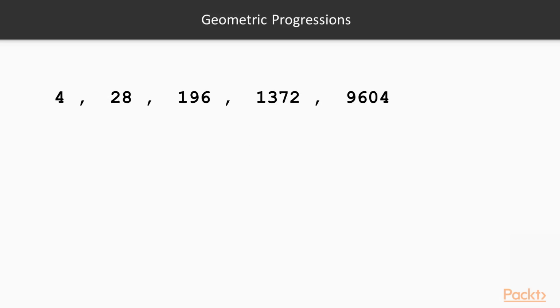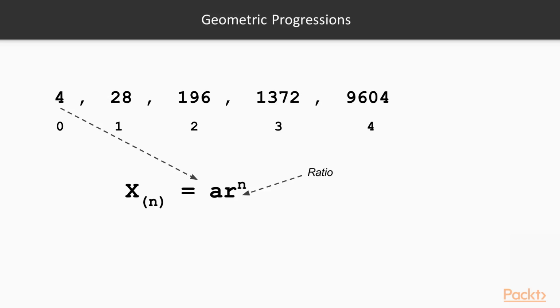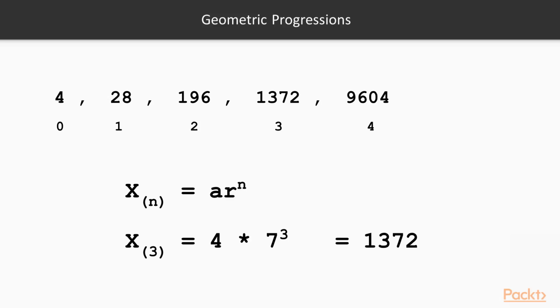We can also do the same trick as before, assign an index to the sequence starting from 0, and use this expression to generate any item we want. Here, a is the first item in the list, just like before, r is the ratio, and n is the index we want to generate. If we try working it out for n equals 3, the result will be 1372.